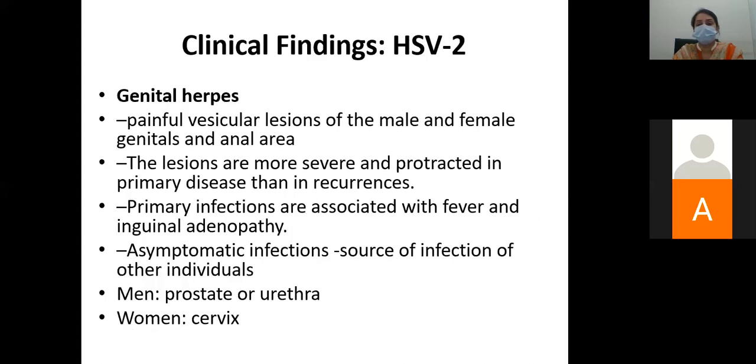Okay, now the clinical findings of herpes simplex virus 2. There can be genital herpes. In genital herpes, the lesions are vesicular and very painful. These can occur in male and female genitals and the anal area. The lesions are more severe and protracted in the primary disease than in recurrences. Primary infections are associated with fever and inguinal adenopathy. There can be asymptomatic infections, which are a source of infection for other individuals. In males, it can involve the prostate or urethra, and in females, the cervix.